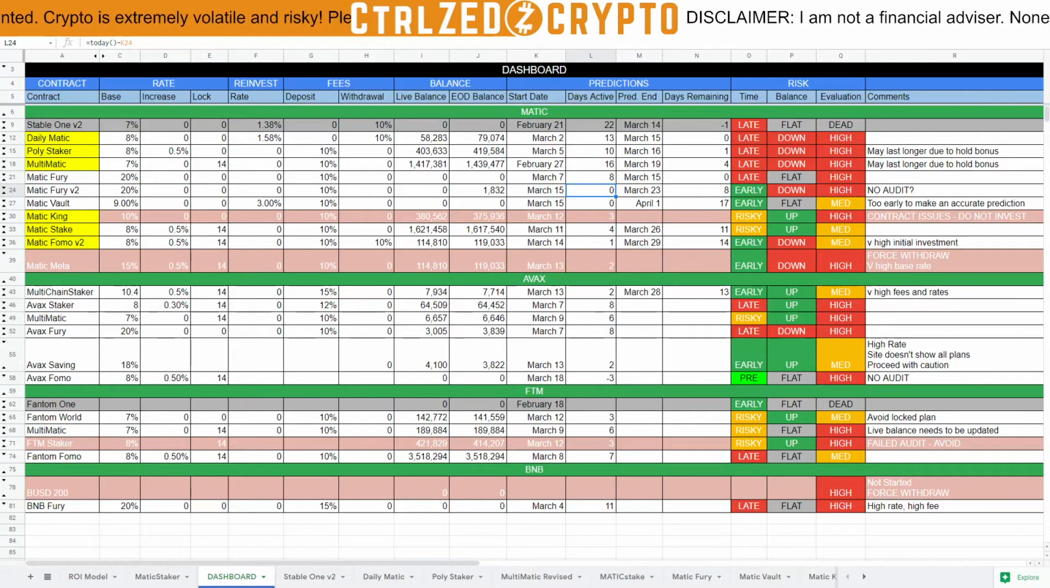But of course, by no means am I telling you to invest in these DAPPs. In fact, several of them I'll basically warn you against. So with all that being said, let's take a look at the spreadsheet.